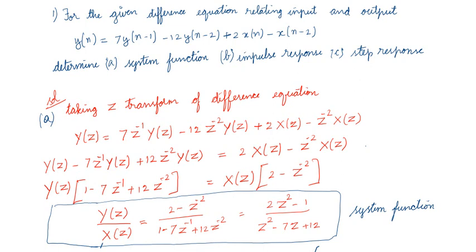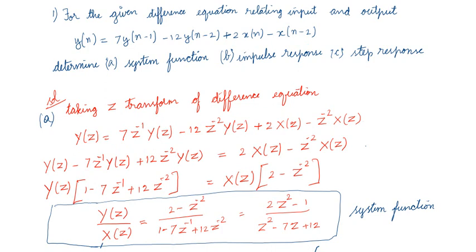This is nothing but using the time shifting property. Z transform of y of n is Y of Z. Z transform of x of n is X of Z. If it is shifted by minus 1 unit, what you have to do? How much time it is shifted? You just put Z power minus 1. Y of n minus 2 means Z power minus 2. X of n minus 2 means Z power minus 2 into X of Z. So this is the Z transform of the given difference equation.